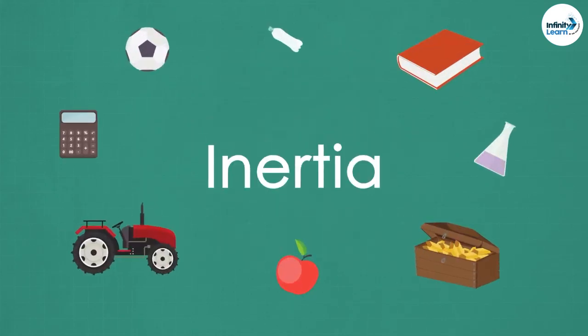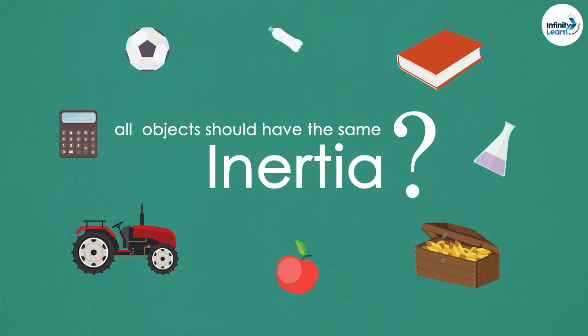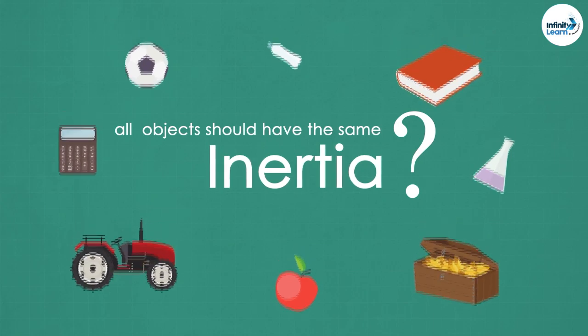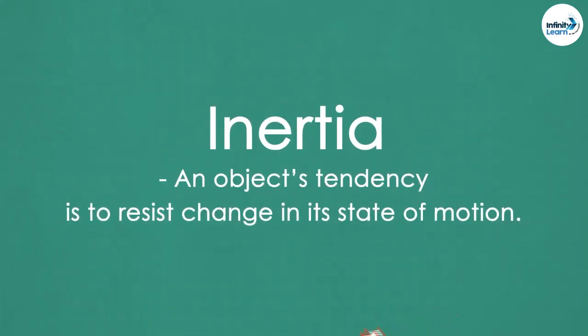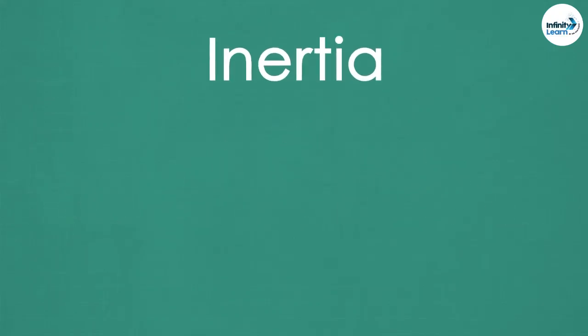Do you think all objects have the same inertia? All objects resist changes to their state of motion, right? So all should have the same inertia, correct? Well, not really. Because inertia tells us how strong an object's tendency is to resist change in its state of motion. Think of it like this.